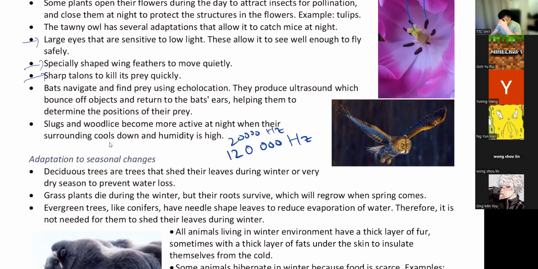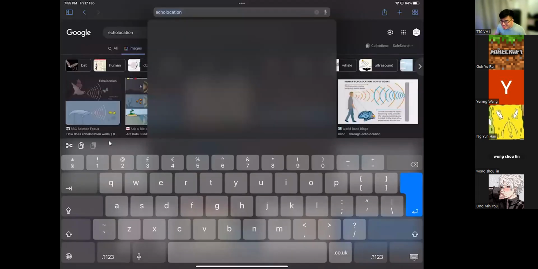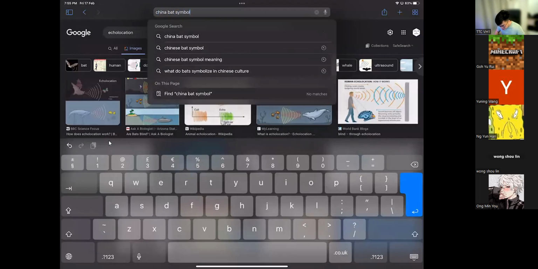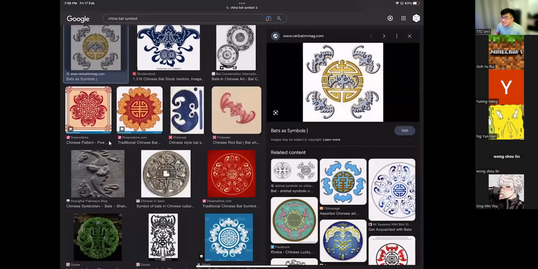Okay, like I said just now, bats will catch insects and all that for you, and they are just cool. Oh, right. They are the symbol of longevity in Chinese history. Do you know that? If you look at those Chinese bowls, do you know this is a bat? Bat is the symbol of longevity in China.